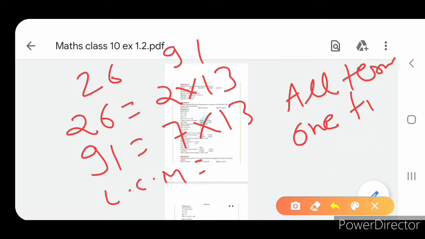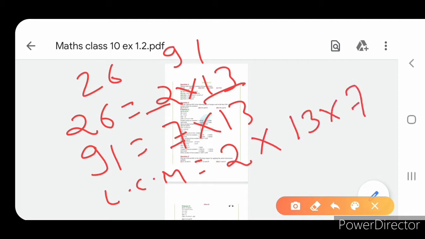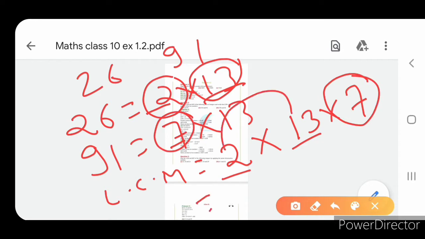Look here, all terms one time. So your terms are 2, 13 and 7. Write all terms one time in the form of multiplication: 2 into 13 into 7. All terms one time, 2 into 13 into 7, and maximum power. The maximum power of 2 is 1, the maximum power of 13 is also 1, and the maximum power of 7 is also 1. Now solve this. This will be 26 into 7. 7 6s are 42, carry 4, and then 7 twos are 14 plus 4, 182. So the LCM of these numbers will be 182.